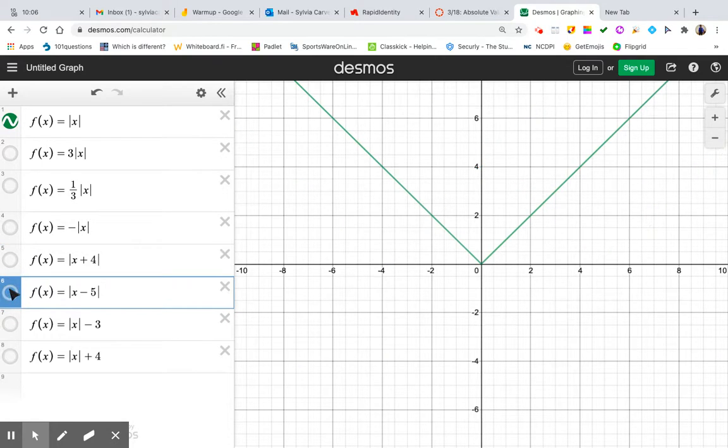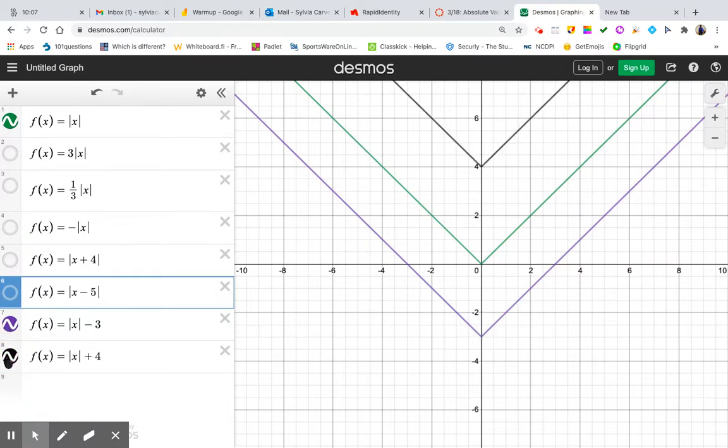Okay, let's see what else we can make it do. Again, this is my parent function. So let's see what happens if I do the absolute value of x, minus 3. Notice it moved down 3 spaces. It started at the origin and it moved down 3. And so you probably can imagine if I do the absolute value of x, plus 4, notice the black one that just popped up, it moved up 4 spaces.